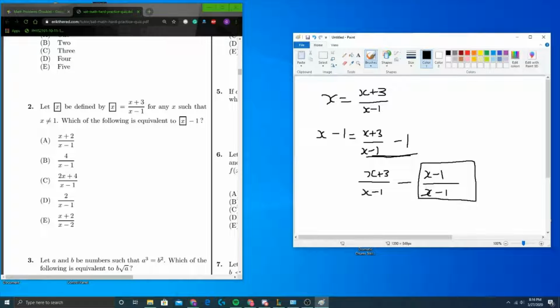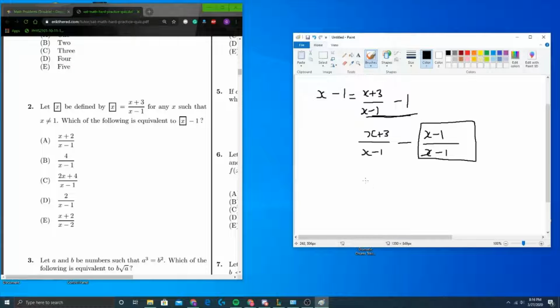Now from here, we have common denominators and we can just subtract. Remember, this minus applies to both x and the minus 1. So here, this is going to become, the x's cancel out, minus 1 becomes plus 1. 3 plus 1 is 4. 4 over x minus 1. And that should be the answer. So our answer is B.